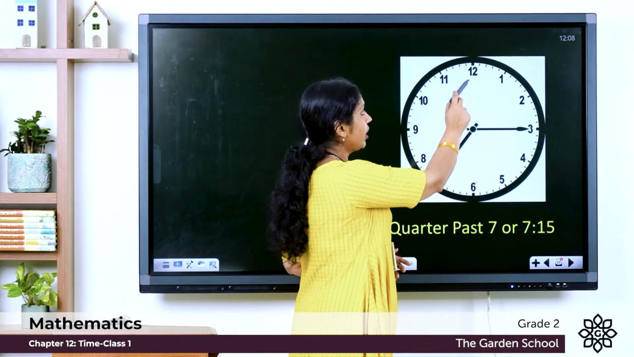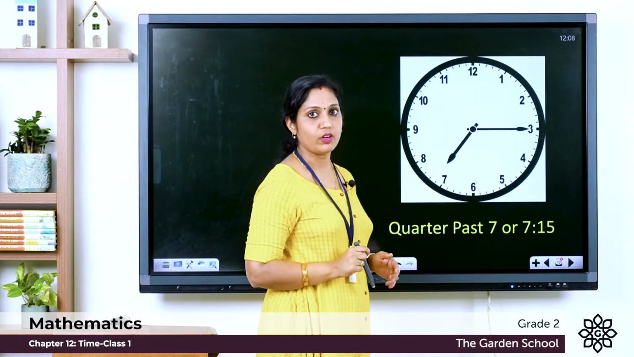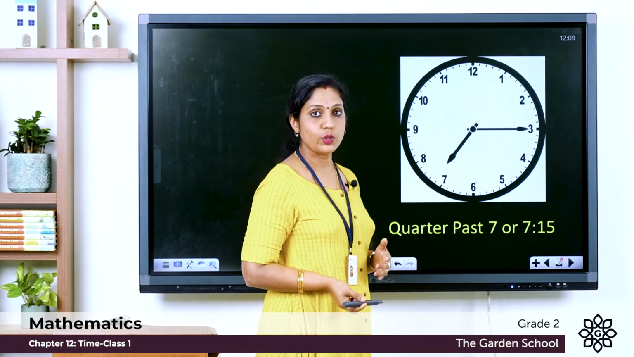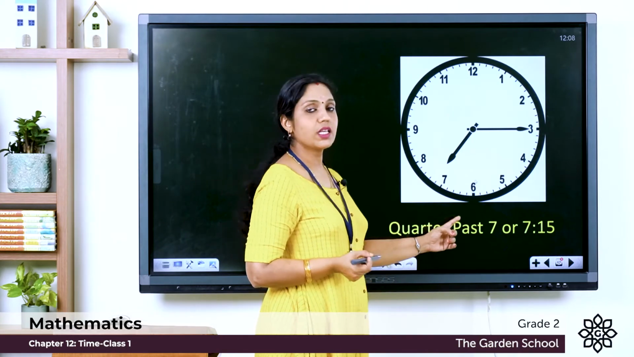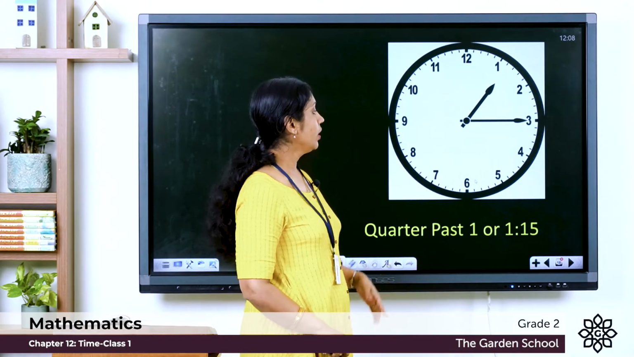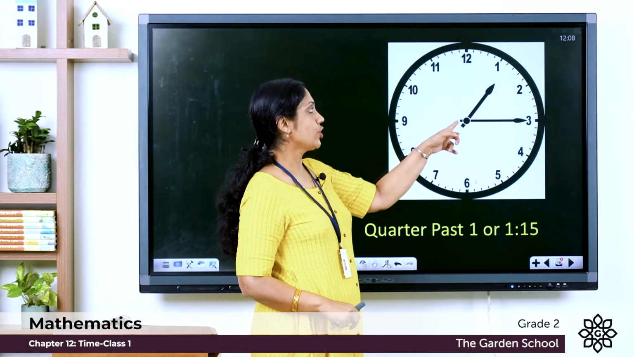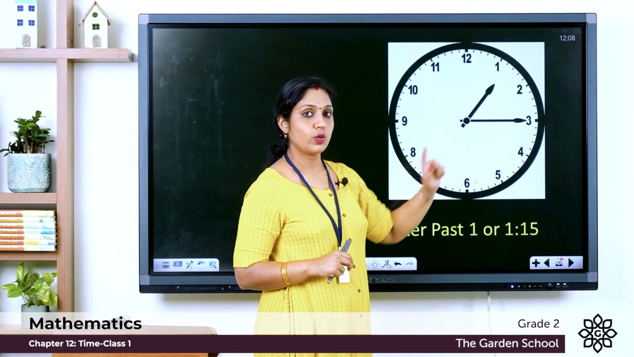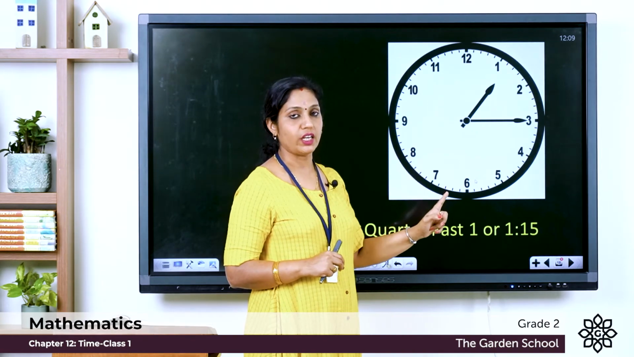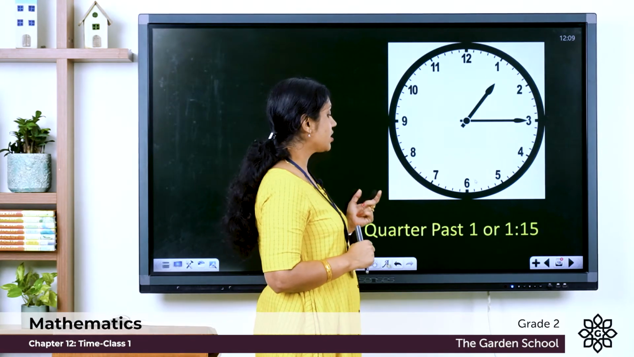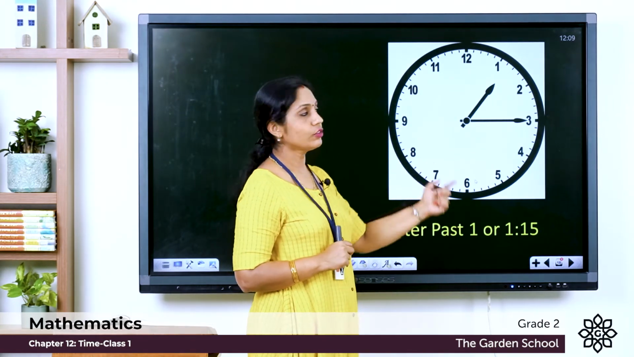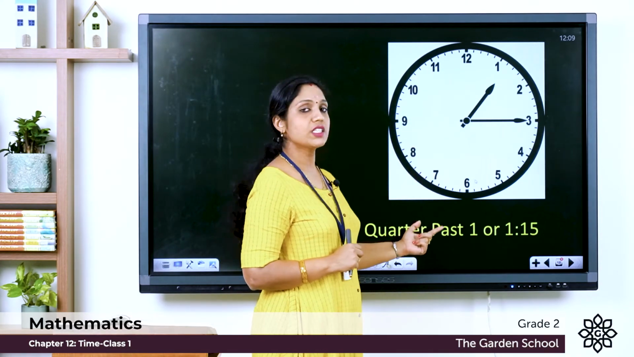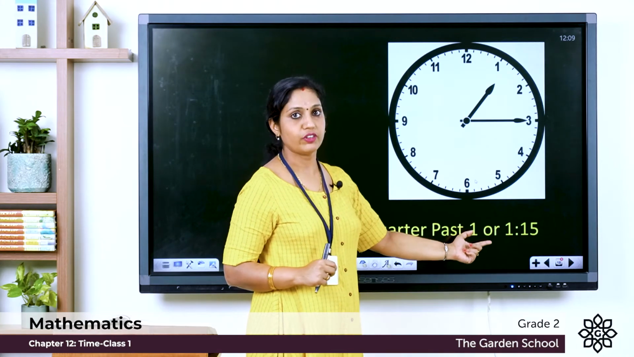That is, 15 minutes have passed after 7 o'clock. So it can be read as 7:15, or quarter past 7. Here, what is the time? The short hand, that is the hour hand, is on 1 and the minutes hand is on 3. So what is the time? It is 1:15, or quarter past 1. So 15 minutes have passed after 1 o'clock.